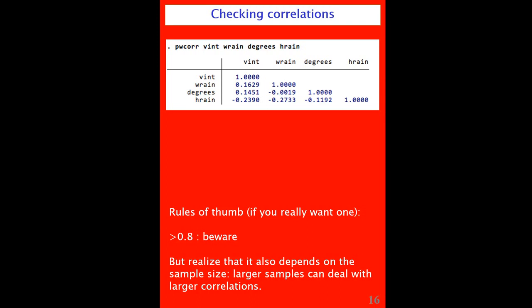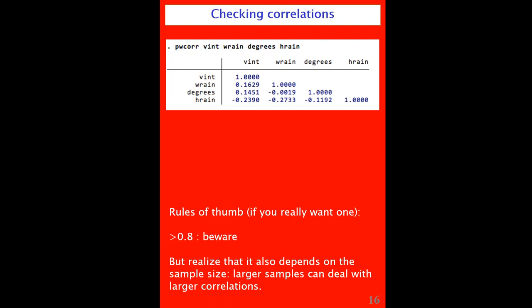If you have a huge sample, thousands and thousands of cases, then even large correlation between predictor variables can be disentangled. But in general, there is reason to check if there are correlations above 0.8. And above 0.8, I mean above 0.8 in absolute value. So minus 0.9 is also above 0.8.